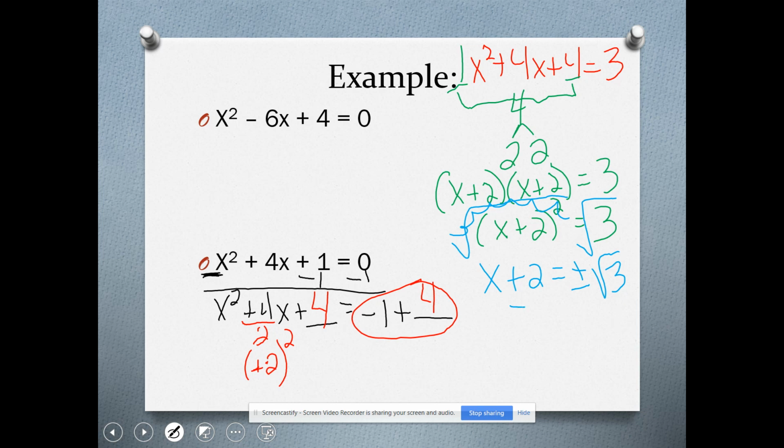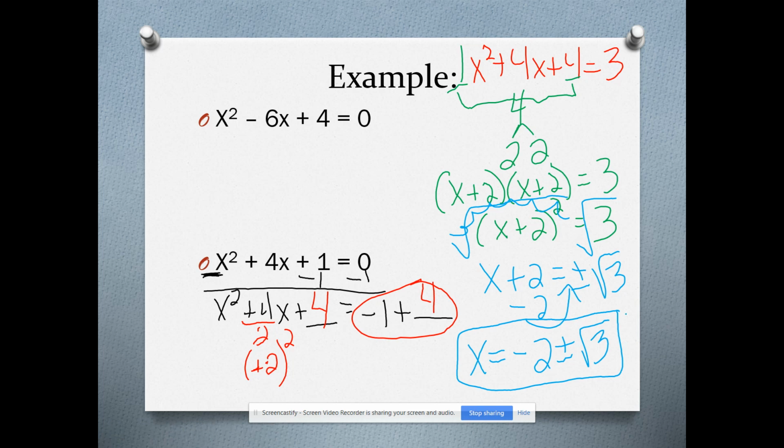Our last step is to subtract the 2. And again, we put it in between the equal sign and the radical 3, so there's no question as to whether or not it's supposed to be under the radical. So our zero root solution, x-intercepts, are negative 2 plus or minus radical 3.